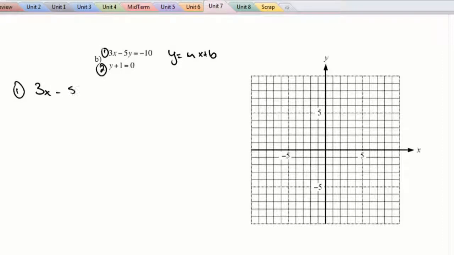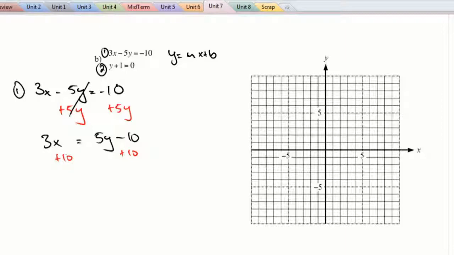3x minus 5y is negative 10. Now I'm going to try to get y by itself. So I'm going to add 5y to both sides. Now I'm adding 5y to make it positive on the right side because I want to get y equals. So I have 3x, my y's go away here. I get 5y minus 10. Add 10 to both sides. Now I have 3x plus 10 is 5y.